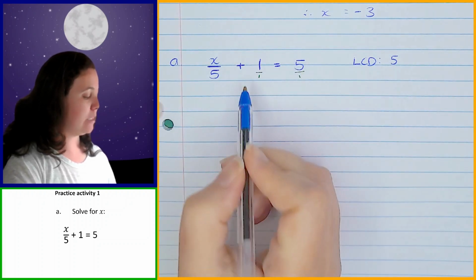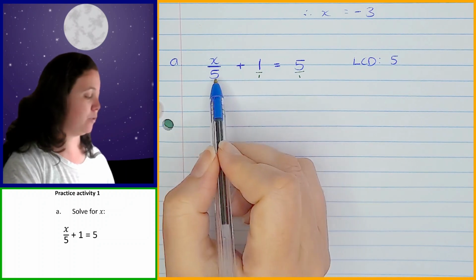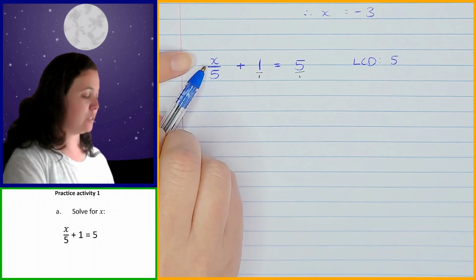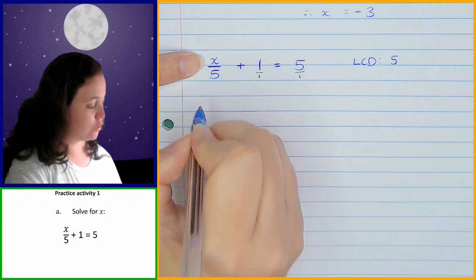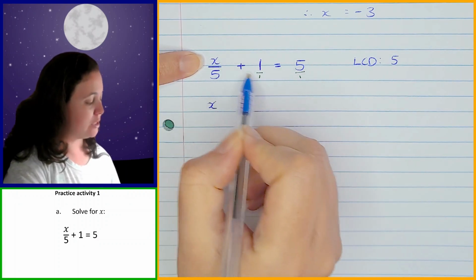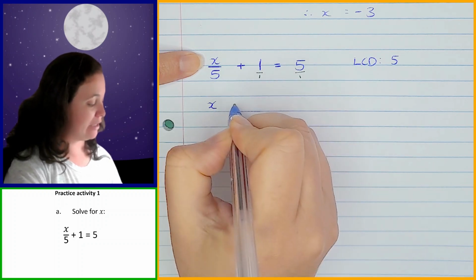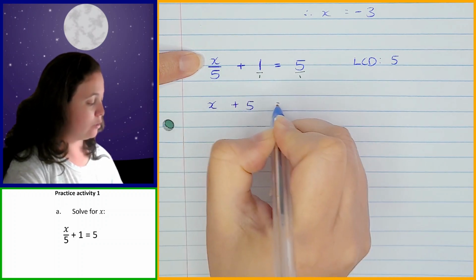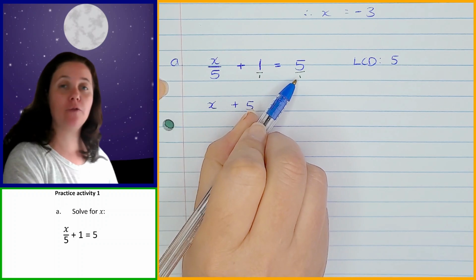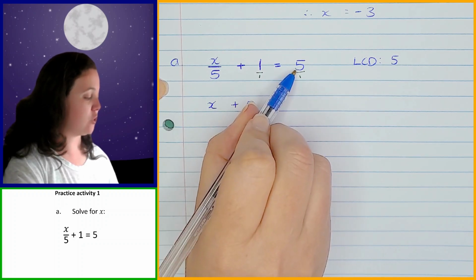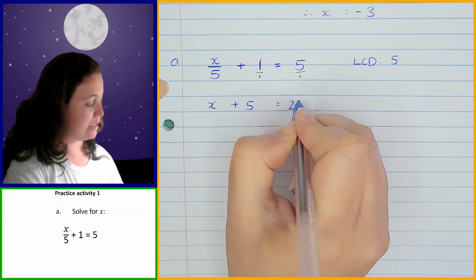Now what I'm going to do is pretend that I was putting this over 5. So this one is already over 5, so it doesn't change, so it's just going to stay x. But this one is over 1. I need to multiply that by 5, so I times the top by 5 and I get plus 5 equals. Then over here, this is also over 1, so I need to multiply by 5, so I times the top by 5 and that becomes 25.